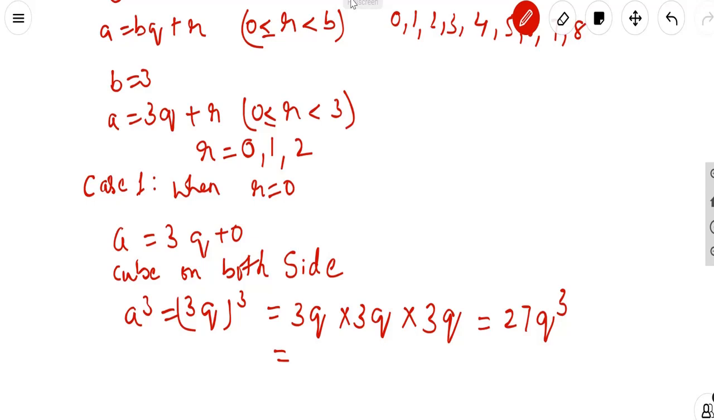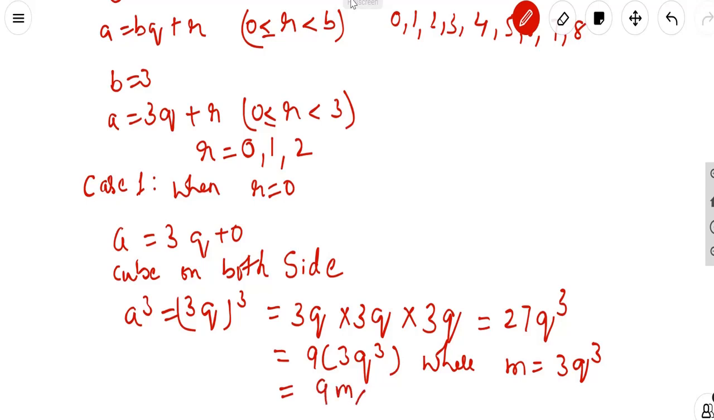So what will I do? I will rewrite this one, and I can easily take 9 common here, because I want it in the form of 9. So what will I write? If I take 9 outside, this will be 3 into q to the power of 3, where m is equal to 3 q cube. So this becomes 9m. Okay, so first condition: either it could be equal to 9m, or it could be 9m plus 1, or it could be 9m plus 8. So the first condition has been solved.